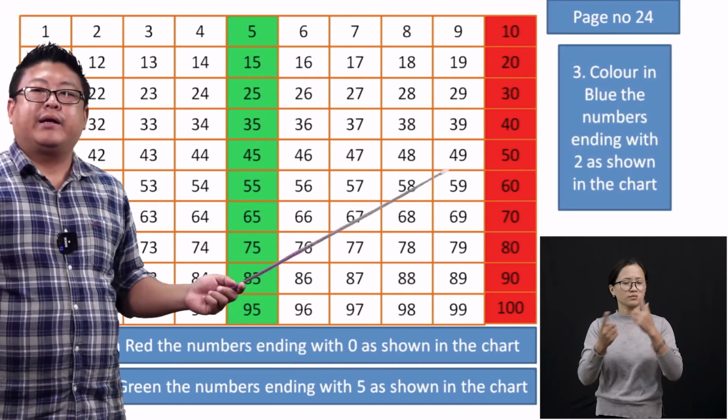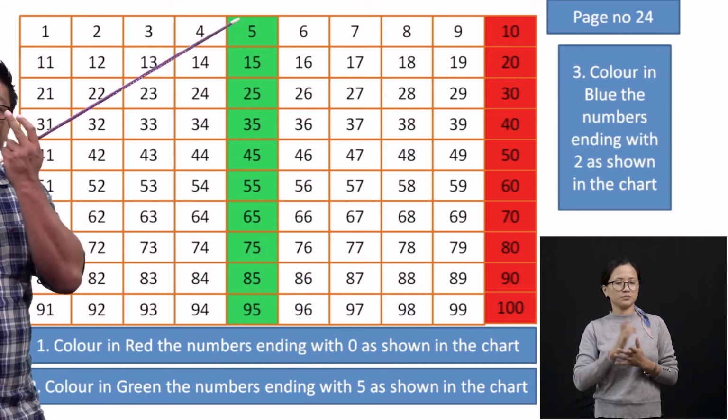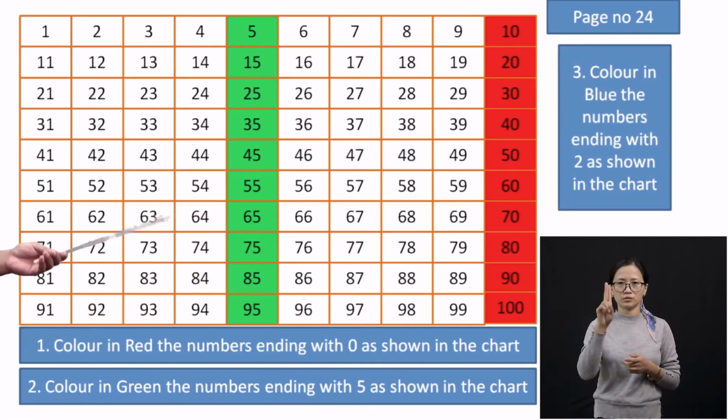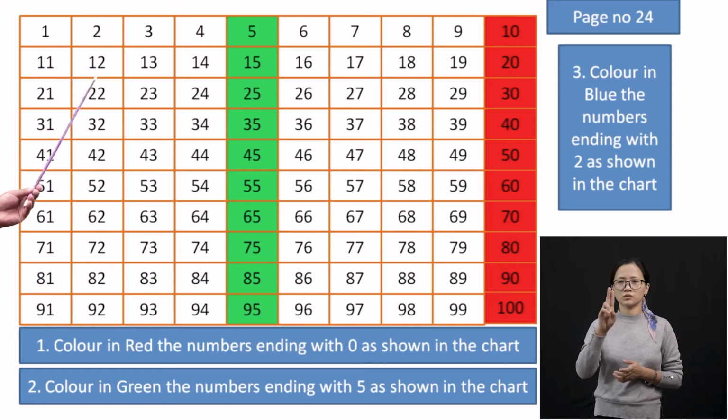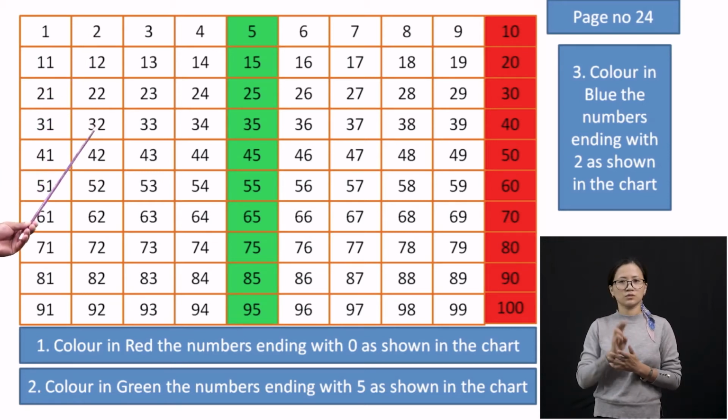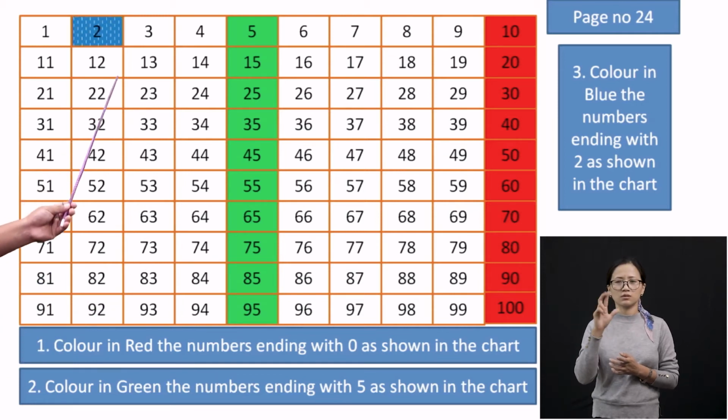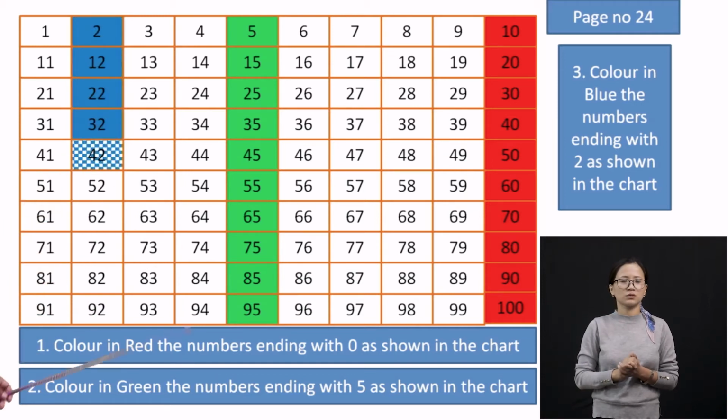Lastly, number 3, color in blue the numbers ending with 2 as shown in the chart. Now, if you look at the second column, you can see that all the numbers are ending with 2, right? So this is 2, 12, 22, 32, 42, 52, 62, 72, 82, 92. So we will color all of them in blue in this manner.